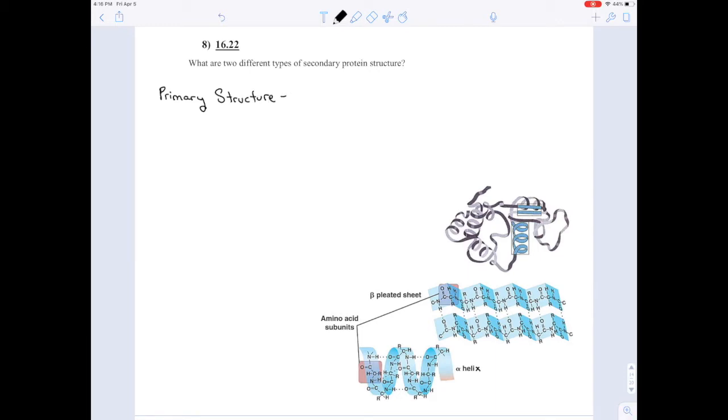is the order of amino acids. So for example, if you had glycine, then alanine, then valine, that would give you a different primary structure than if you had alanine, valine, glycine. The difference in the order of amino acids will ultimately make a different protein. It creates the structure of the protein. It's the primary structure, the order of amino acids.